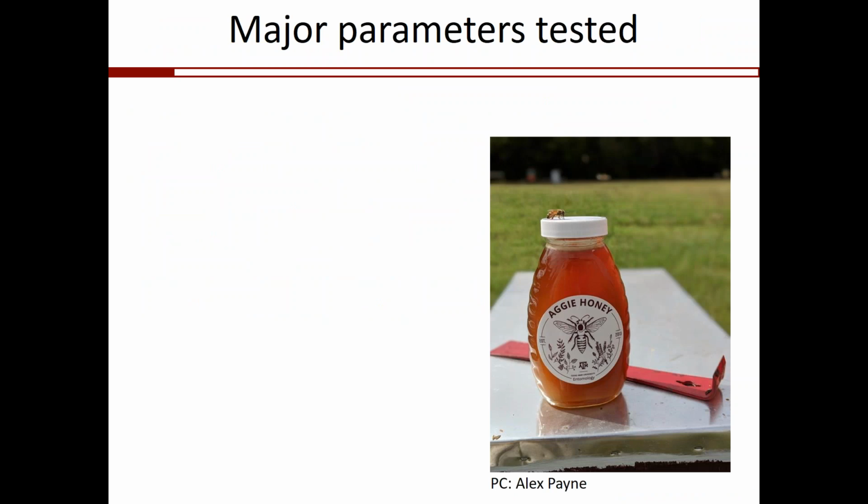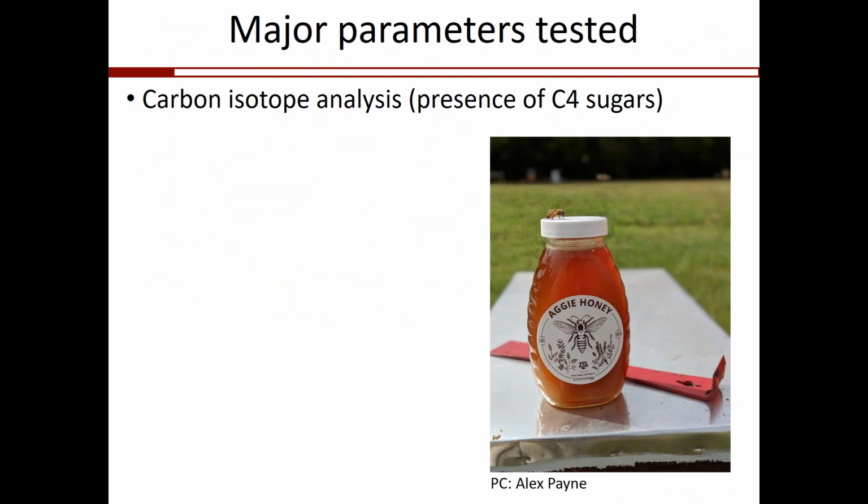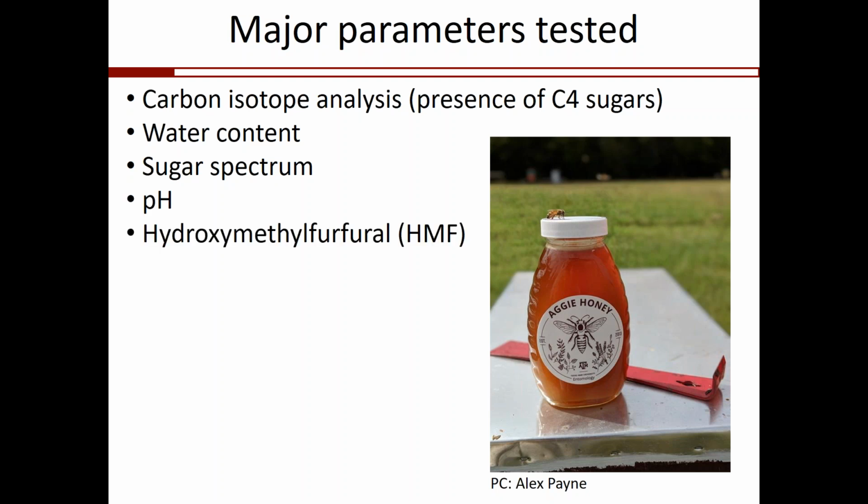Some of the major parameters that NMR is testing include the carbon isotope analysis. We talked about that as one of our parameters a few slides ago. The presence of C4 sugars will suggest high fructose corn syrup addition, for example. Then there's the water content of the honey, to make sure it's around the 17% range, the sugar spectrum of the honey, the pH, HMF and diastase.